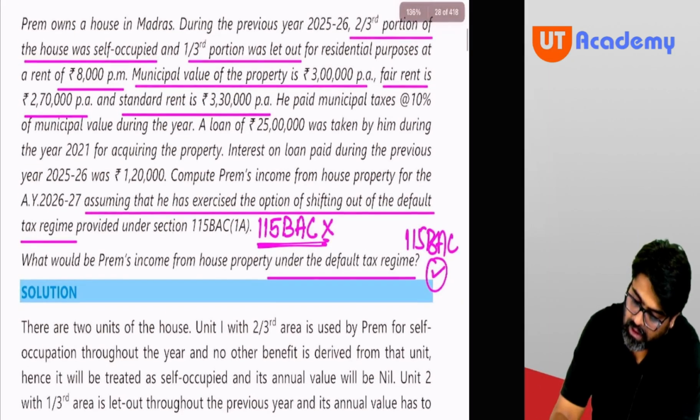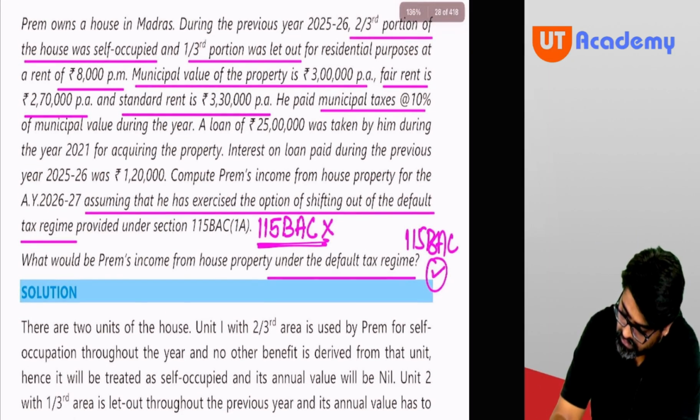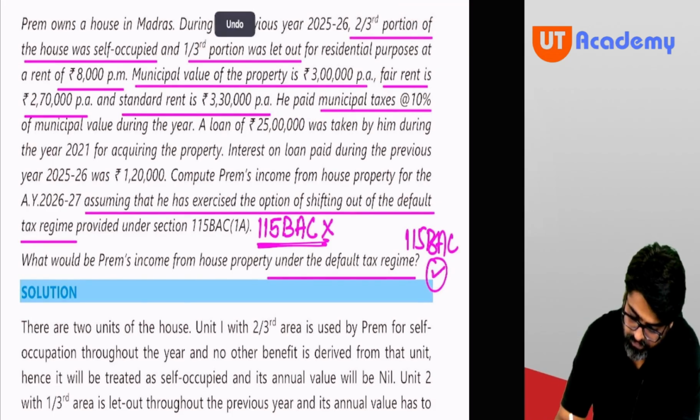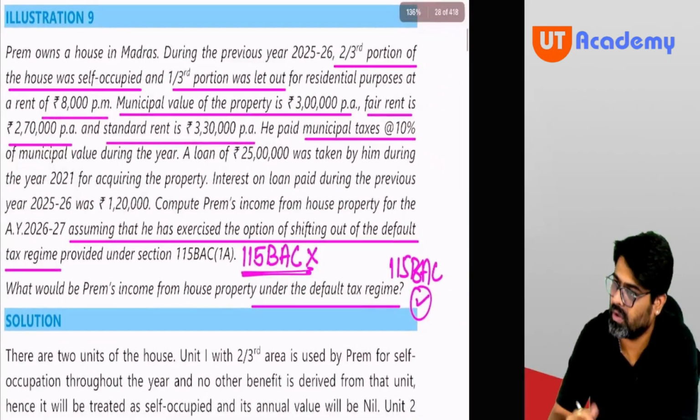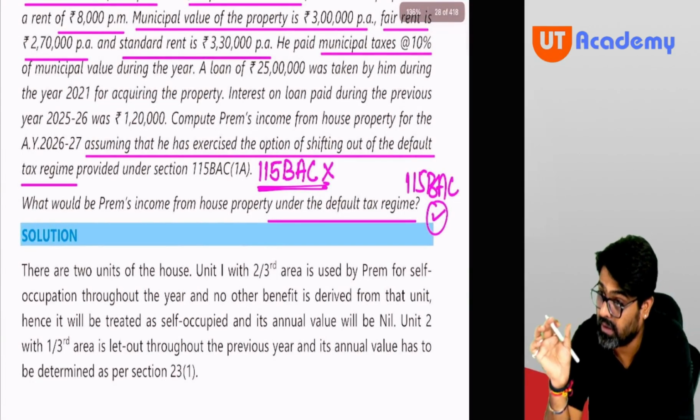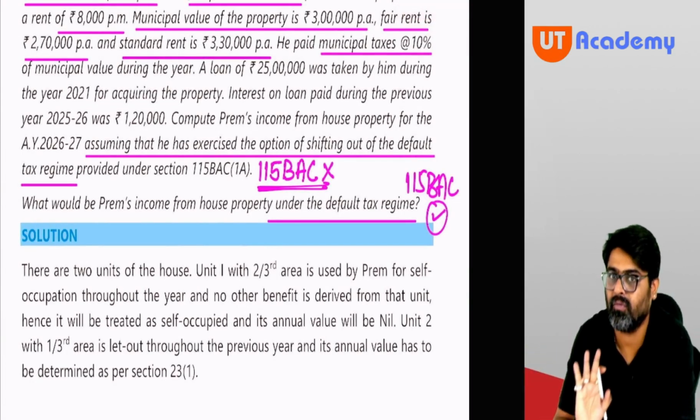Yes or no? He paid municipal taxes at 10% of municipal value. He paid means who paid? Prem only, the owner only. So will this municipal tax be allowed? Yes, but only from the let out portion and not from the self-occupied portion.